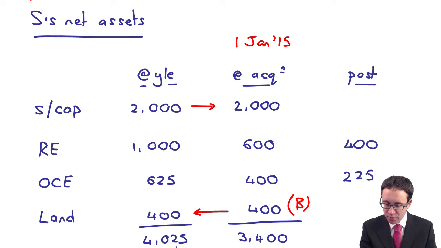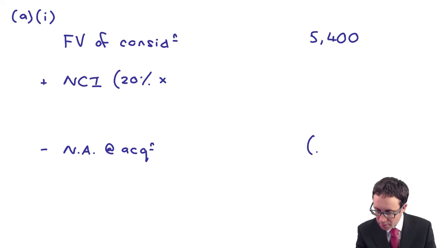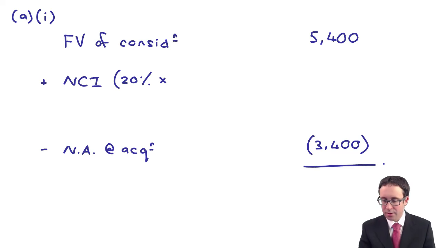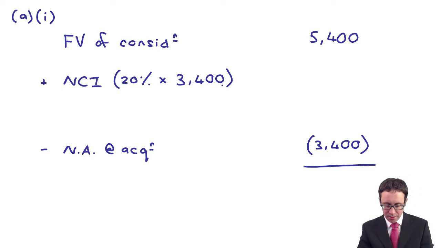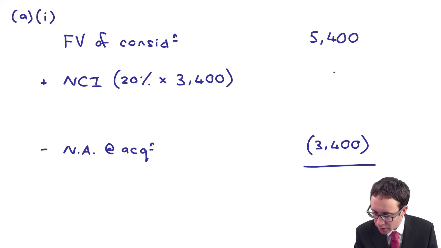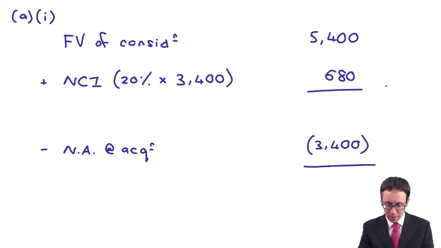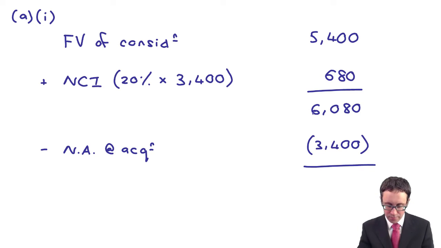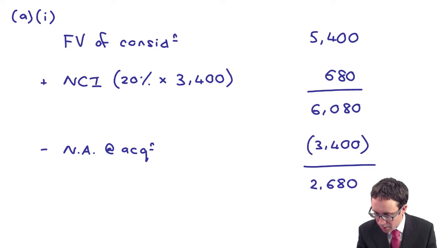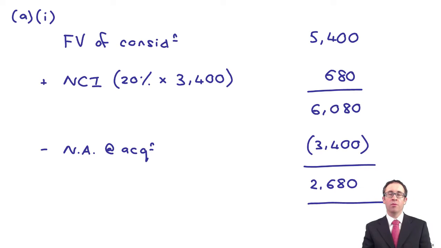So net assets at acquisition 3,400. Where's that useful? Well, it's going to be useful in my goodwill working. So the net assets at acquisition at 3,400. 20% of 3,400 gives me 680. So does that give me 6080? So does that give me in total 2680 for my goodwill under the proportionate share?